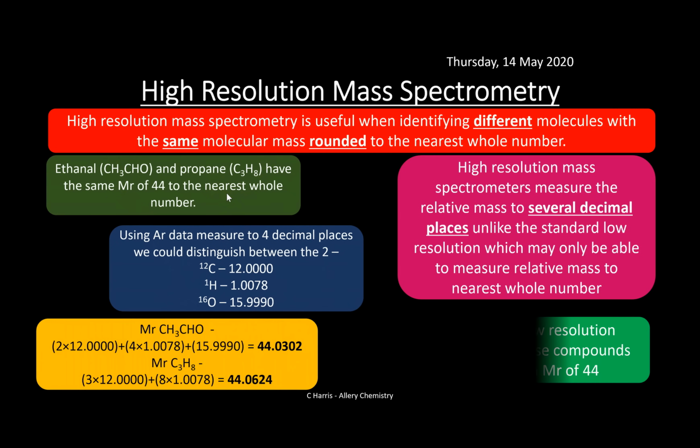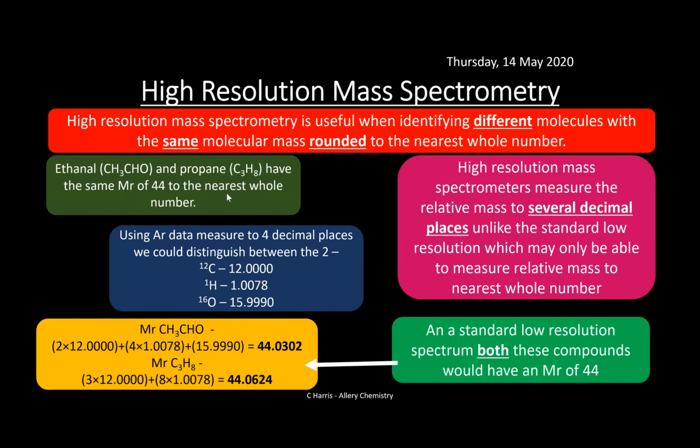So let's have a look at the molecular mass of our ethanal here, which is our aldehyde. So we've got 2 lots of 12, which is our 2 lots of carbon. We've got 4 lots of 1.0078, which is your hydrogen, and then we've got our oxygen here as well. So if we add that up, this gives us a mass of 44.0302. Now, if we do the same for C3H8, so this is your propane, we do exactly the same. We've got 3 carbons and 8 hydrogens, and that gets us 44.0624.